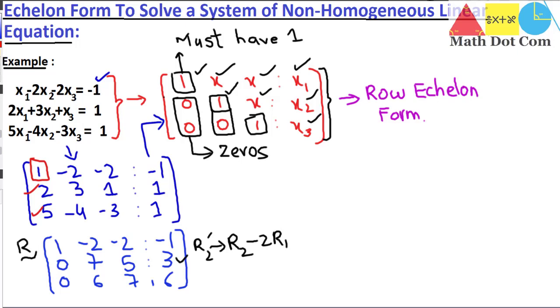Then what next is, we have to apply the row operation on the third row as well. For that, we have to subtract the first row multiplied by 5 from the third row. So it will be 5R1. This is the row operation that I have applied, and I have got zeros below the first one. Now the next step is, I have to make this 7 as 1, because I already told you that the row echelon form must have 1 here.